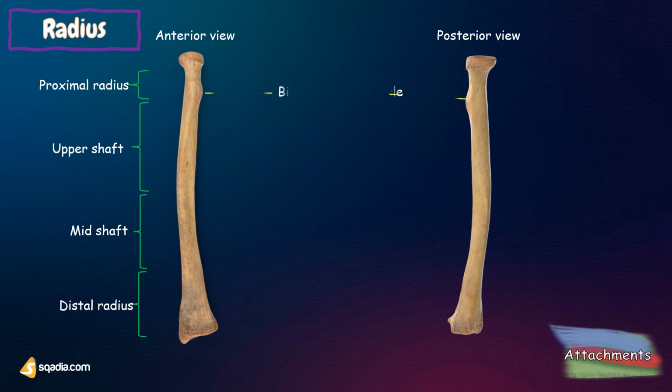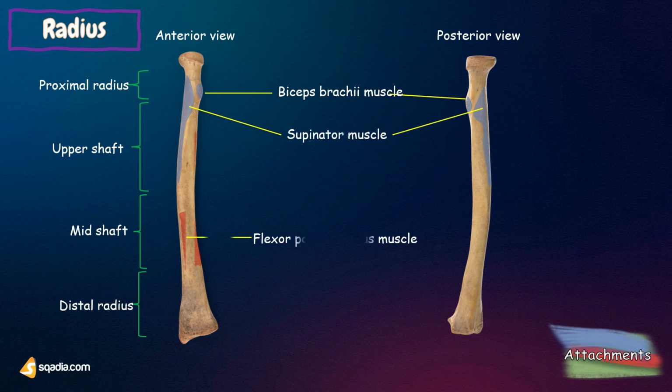Let's now move to the muscle attachments and insertions on the radius bone. Proximal radius. On the proximal end, biceps brachii attaches to the radial tuberosity. Upper shaft: supinator, flexor pollicis longus, and the flexor digitorum superficialis attach to the upper third part of the shaft of the radius.